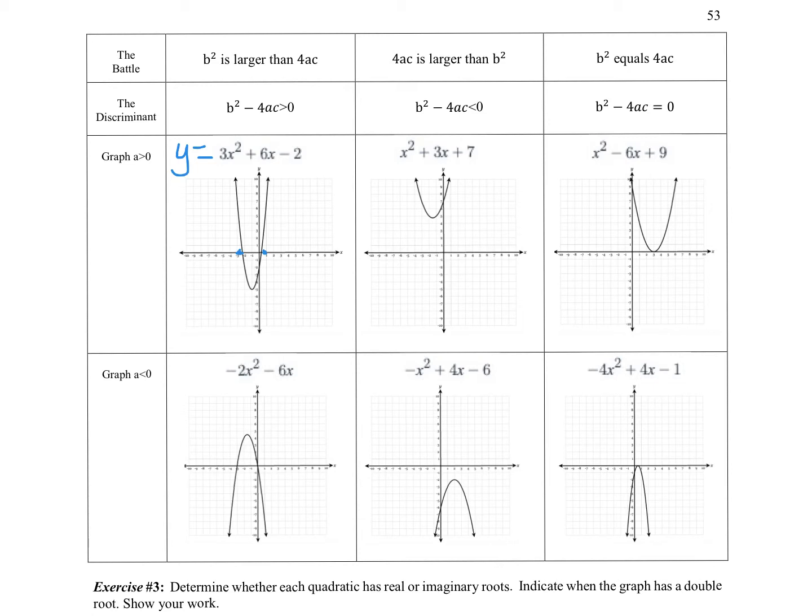And then this one below it, negative 2x squared minus 6x, also crosses in two spots. The lead coefficient is negative, so the graph opens down. In both of those cases, I'm just going to add a plus 0 here so we can see the c value. b squared is larger than 4ac.